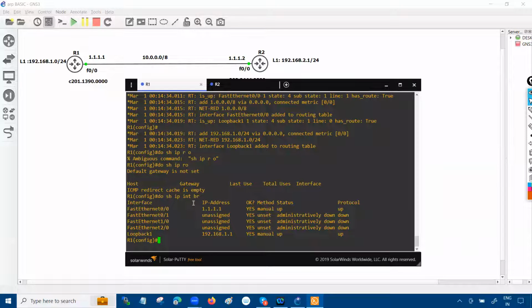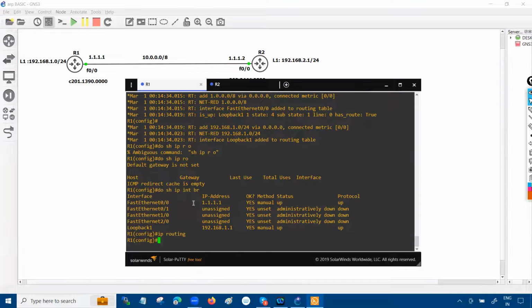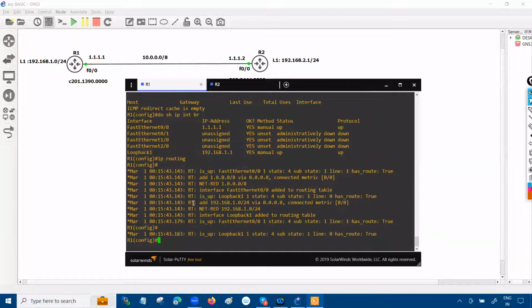Because based on this command, I just said no IP routing. This command is just going to disable the unicast routing table. Again, I'm repeating, this command is just going to disable the unicast routing table. If I enable it back, I say IP routing, what happened? Now all the routes come back in the routing table. Make sure that this command is only going to enable the unicast routing table for IPv4.